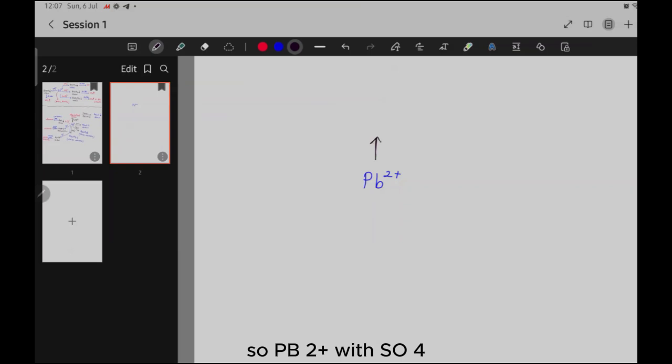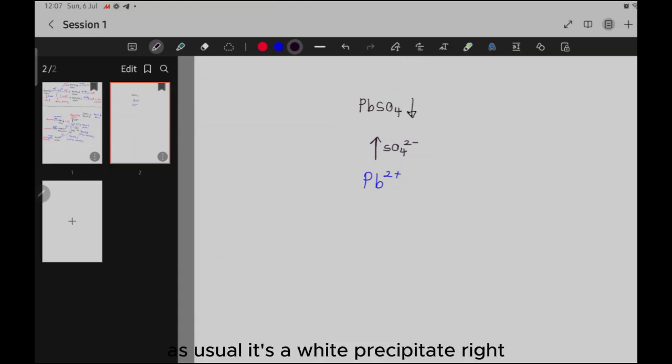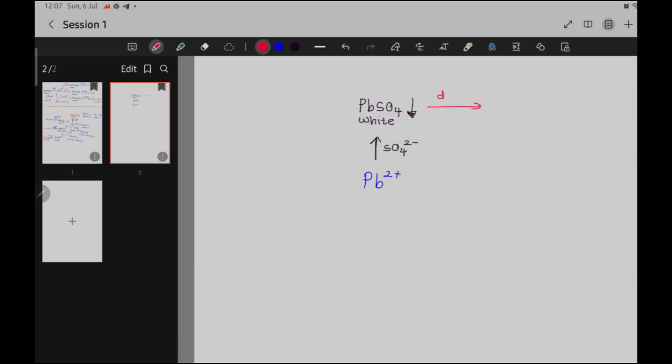So Pb2+ with SO4 2- ions, we are getting a sulfate, PbSO4, which is a white precipitate. As usual, it's a white precipitate. And when you add dil HCl to this fellow, same as in barium sulfate, no change. We will not see any change, the precipitate remains the same. No change is seen.